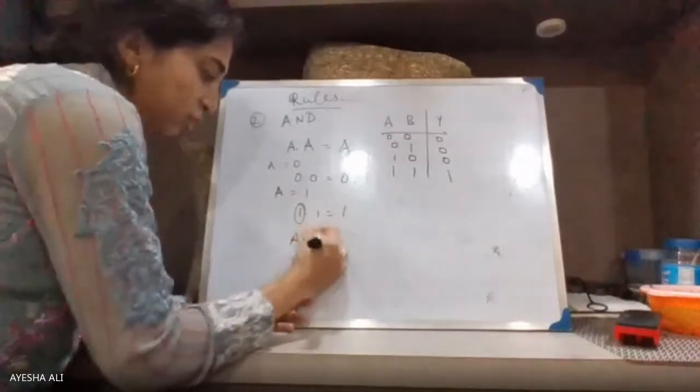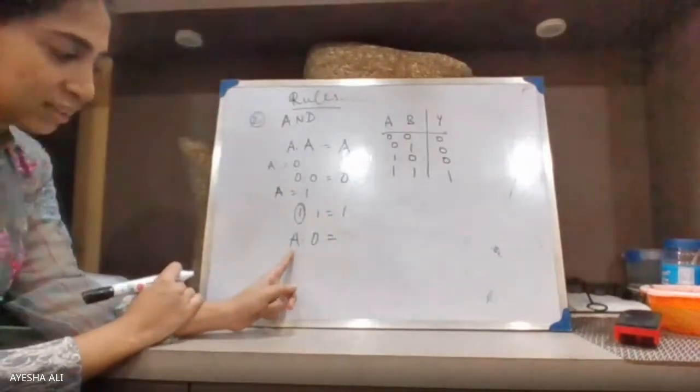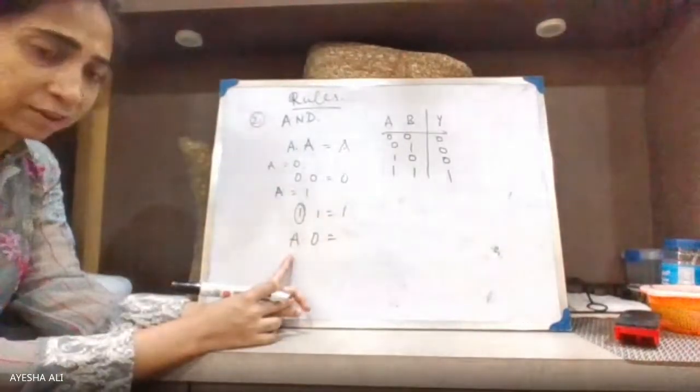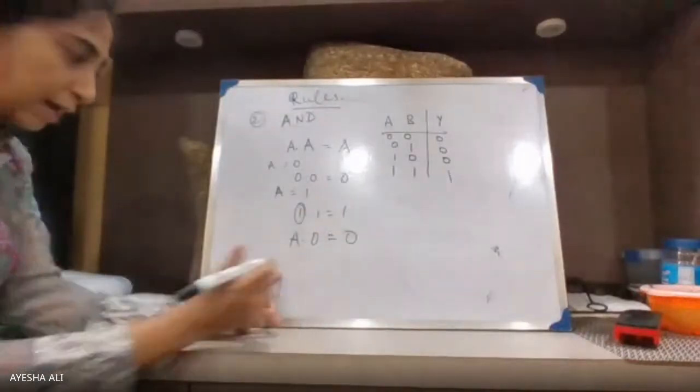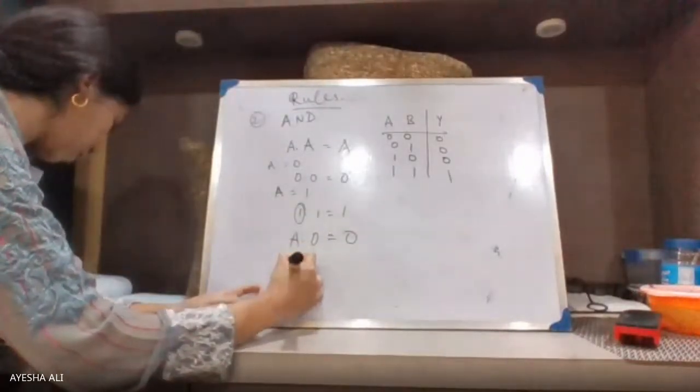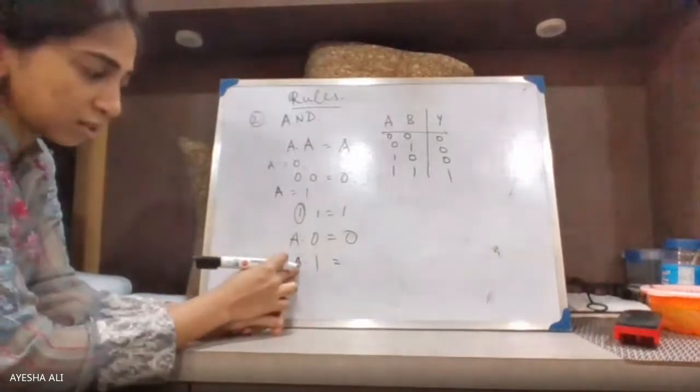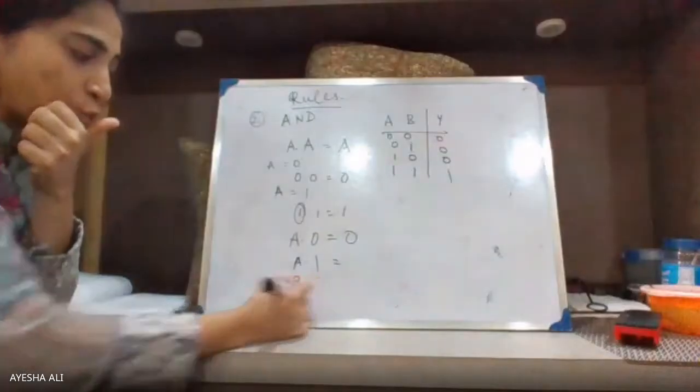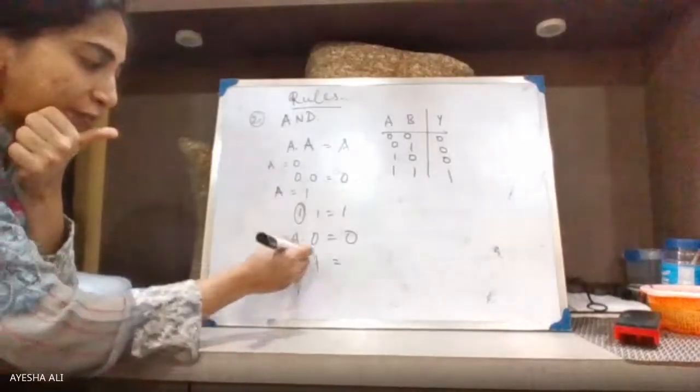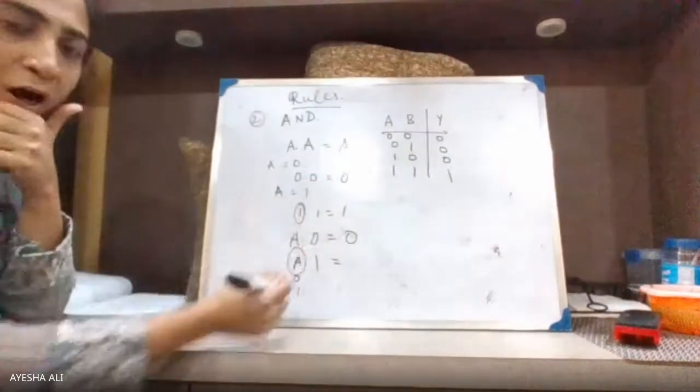Now if it is A dot 0, if A is 0, then 0 dot 0 will be 0. And 1 dot 0 gives 0. If it is A dot 1, if A is 0, then the result is 0, and if A is 1, then 1 into 1 is 1. So that means my output will be whatever A is. If A is 0, output is 0. If A is 1, output is 1.